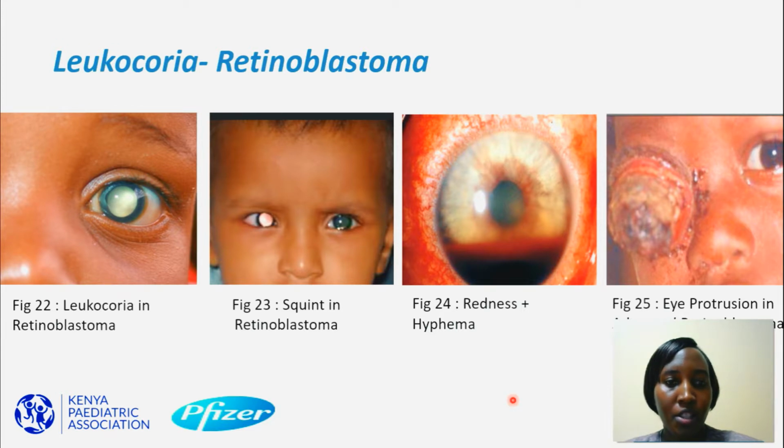Other ways of presentation, sometimes you have chronic redness of the eye and hyphema, which is the blood in the anterior chamber. In advanced cases, you get the tumor growing outside the eye into the orbit, which results in eye protrusion, or what we call proptosis.